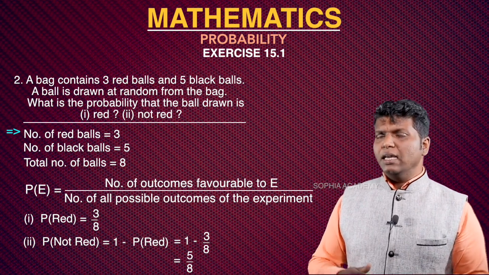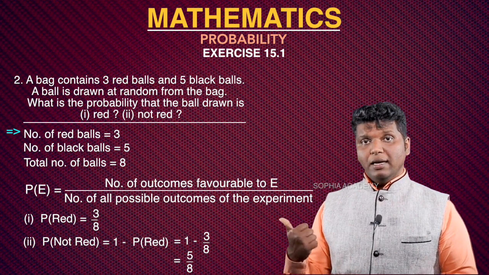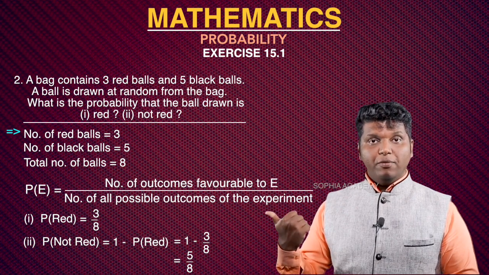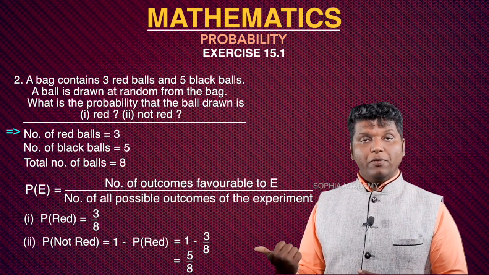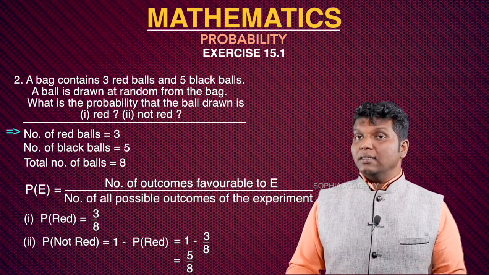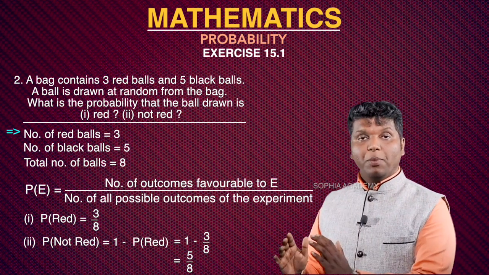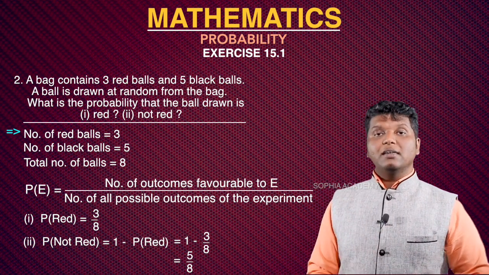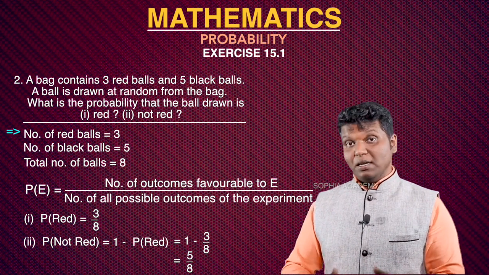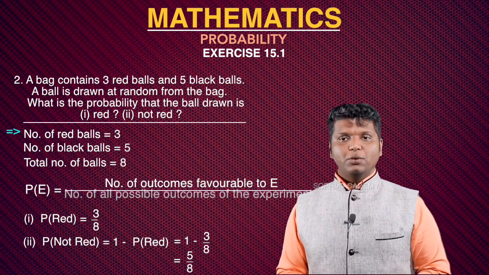In other words, if it is not red, it is black. So what about the probability of black? It's 5 by 8 itself, because there are 5 black balls out of 8 balls in total. That is the same thing, but here they asked in another manner, "not red". They are not specifically asking for the probability of black. Instead, they are twisting the question and asking what is the probability that the ball is not red. That's all. Okay, you can understand it like that.